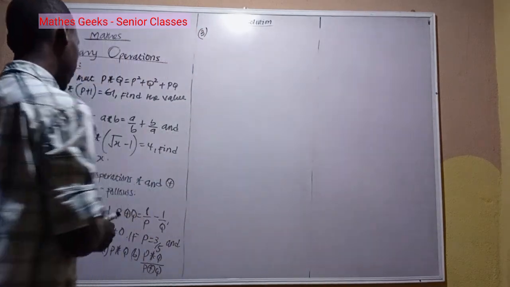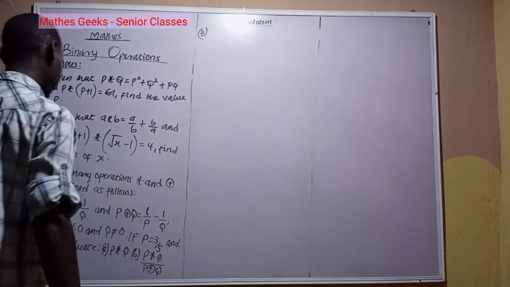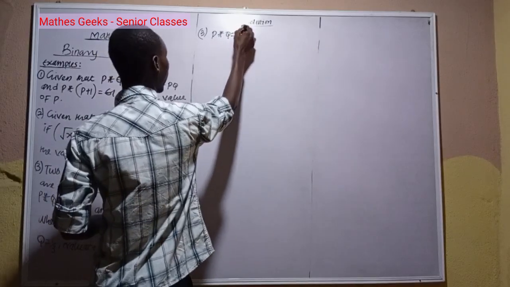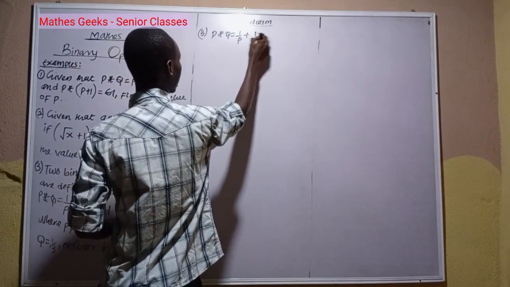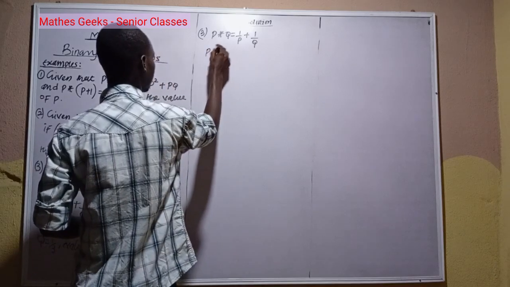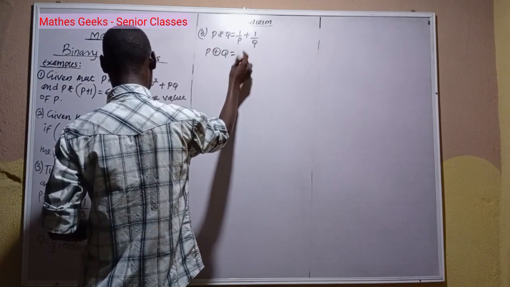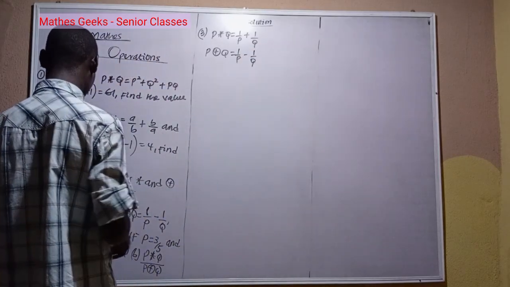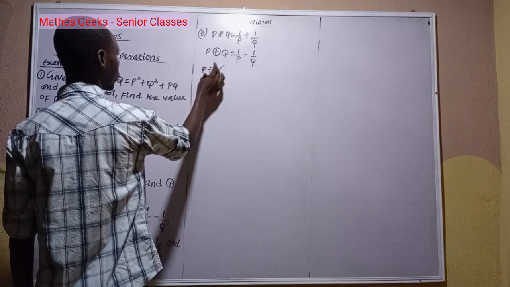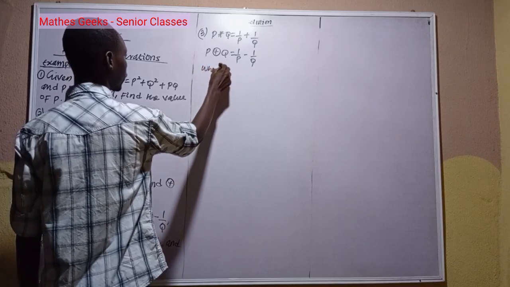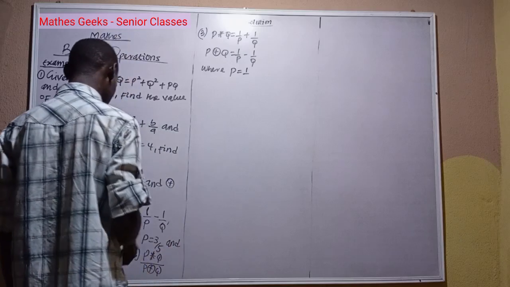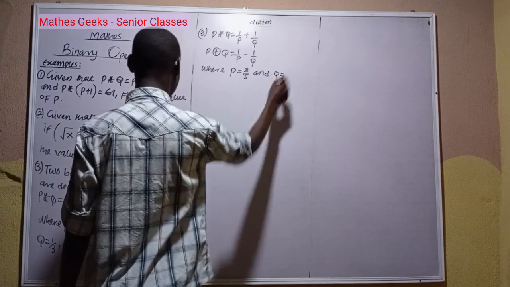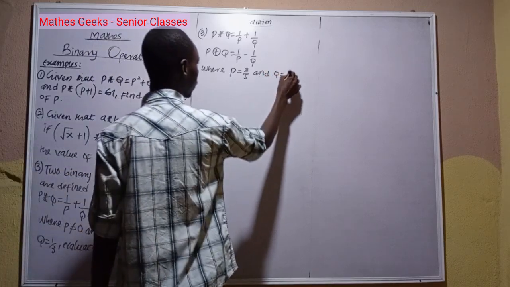Two binary operations, star and O plus, are defined as follows. P star Q is equal to 1 over P plus 1 over Q, and P O plus Q is equal to 1 over P minus 1 over Q. Given that P is equal to 3 over 5 and Q is equal to 1 over 2.